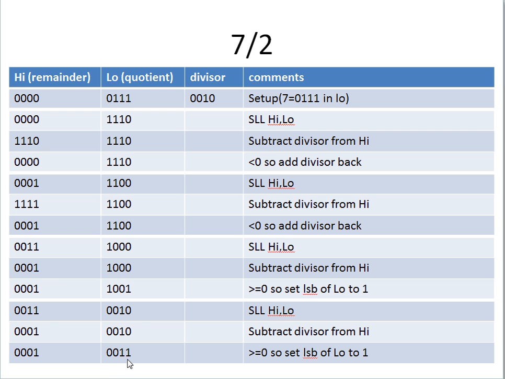So what we find out is that 7 divided by 2 is 3, remainder 1. 3 times 2 is 6, plus 1 is 7. So, yay, it works. And that's the end of our second example of how division works for integers on the MIPS system.